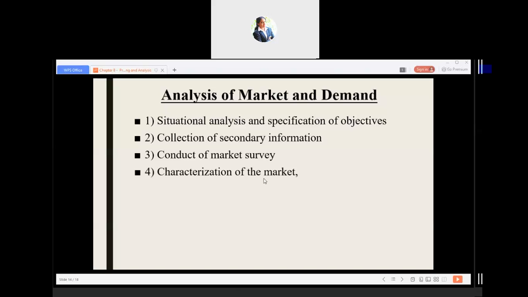Now, one more important thing for characterization of the market is government policy. The role of the government in influencing the demand and market for a product is always significant. Government plans, policies and legislation which have an important effect on the market and demand of the product under examination should always be analyzed.